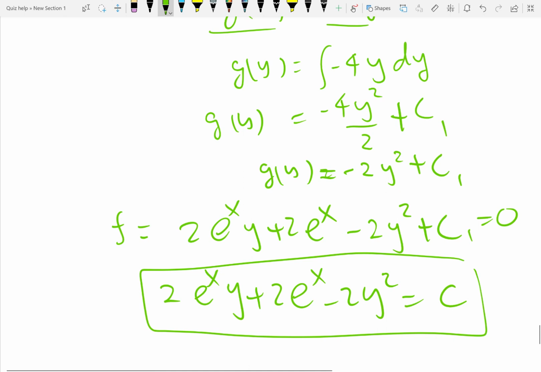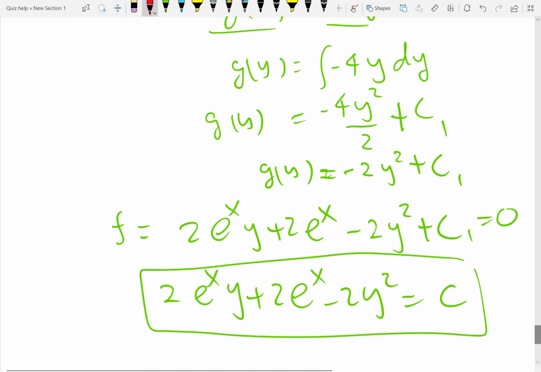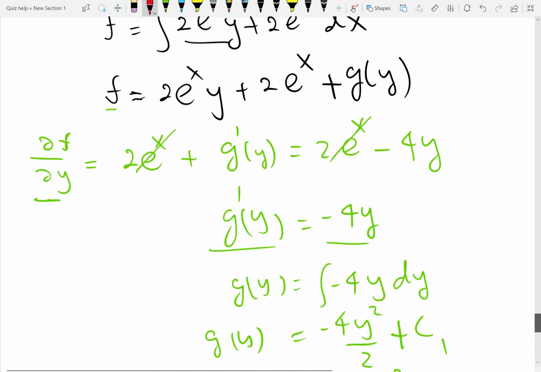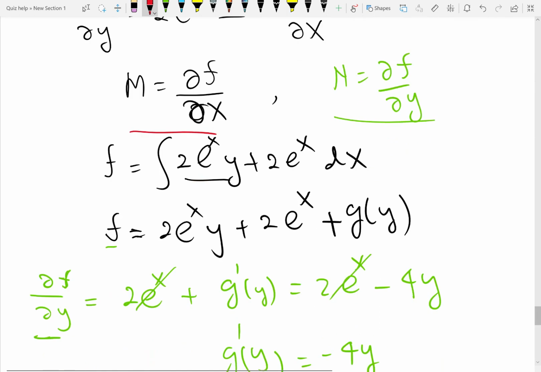Now one question you might ask is why did I specifically choose at this point to start from M? We said that M is the partial derivative of f with respect to x, and then we integrate M with respect to x to get f. But can't we do it the other way? We can do it the other way also. We can start from N also. Let's see how we do it.